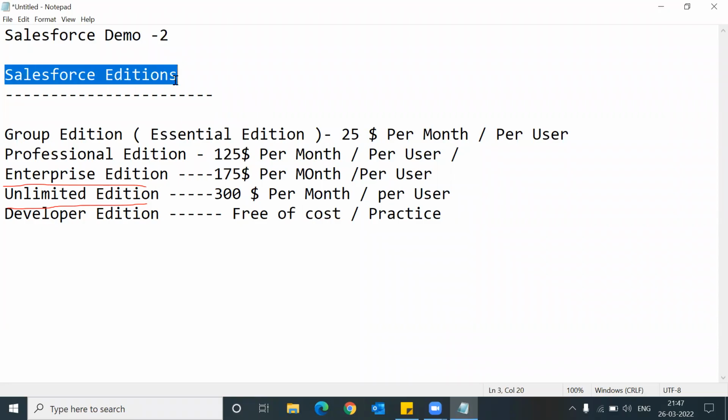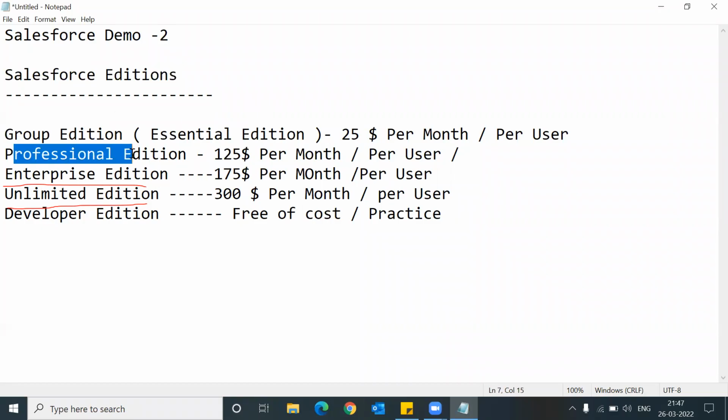We have different types of editions in Salesforce: group edition, professional edition, enterprise, unlimited, and developer. And then I told the cost of the editions. These are the standard costs, and Salesforce does bargaining as well. So the question is, if different types of editions are available, why is the cost also different: $25, $125, $175, like that. And the developer edition is free of cost, only for practice purposes.